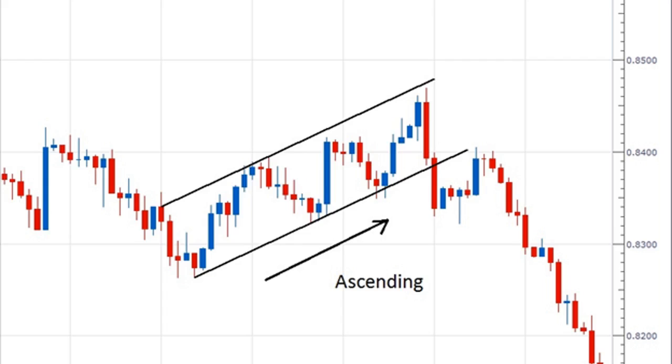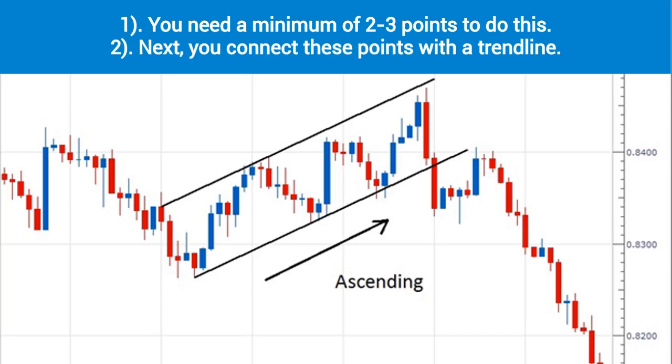Now, drawing a channel is very easy. Here's how. First, you need to identify the points where you start drawing your channels from. These are number 1 and 2 and sometimes 3 on the charts above. You need a minimum of 2 to 3 points to be able to verify an accurate channel. Step 2, next, you connect these points with a trend line. And then 3, that's it. As you can see, you just formed a trend line. Now with the channel, you're going to want to make sure your lines are exactly parallel to each other. If the lines are not parallel, it is not considered a channel.